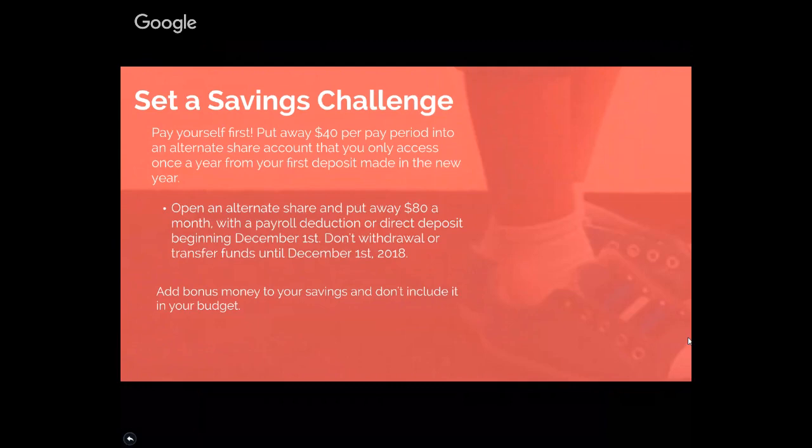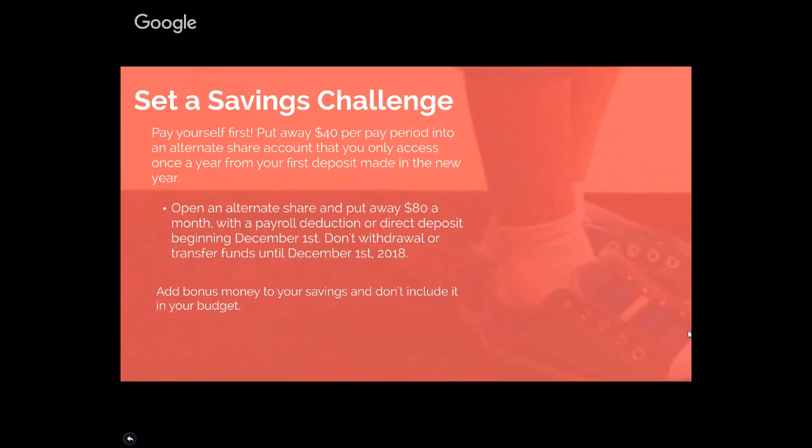So this is the savings challenge I have for everyone today: put away $40 per pay period into an alternate share account that only you can access once a year, from your first deposit until the next year. For example, I open an alternate share account and put away $80 a month. That's $40 a pay period, with payroll deduction or direct deposit, beginning December 1st. I will not withdraw those funds until December 1st of 2018. I'll add any bonus money or extras, like unexpected income, into there, so it's not a part of my daily budget. Then within the year, ideally, I have a decent amount for Christmas or a vacation of some sort.